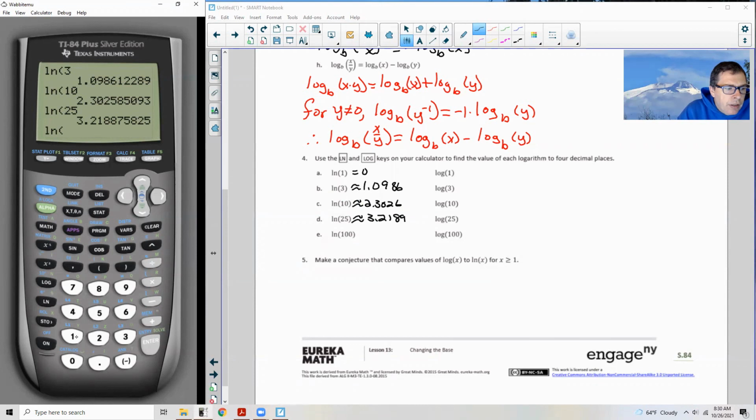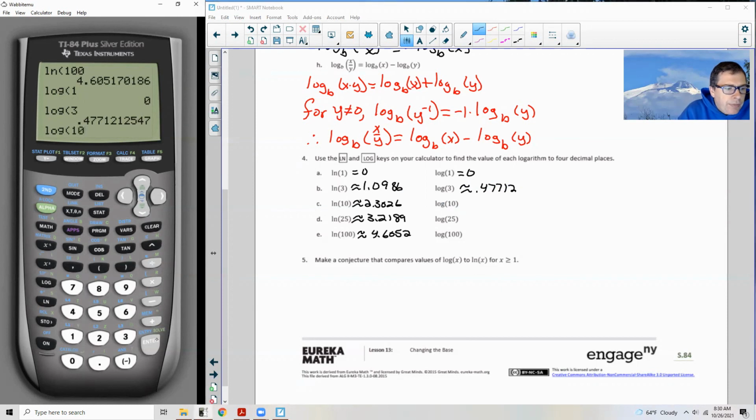Natural log of 100 is approximately 4.6052. And now we're going to go over to the logs. So the log of 1 is 0. The log of 3 is an approximation 0.47712.